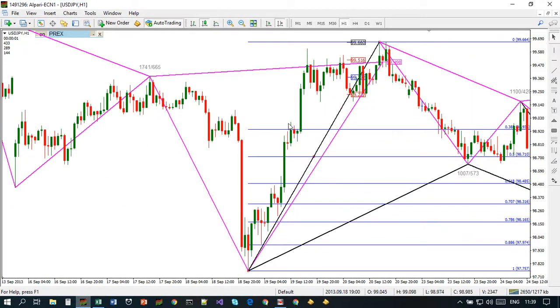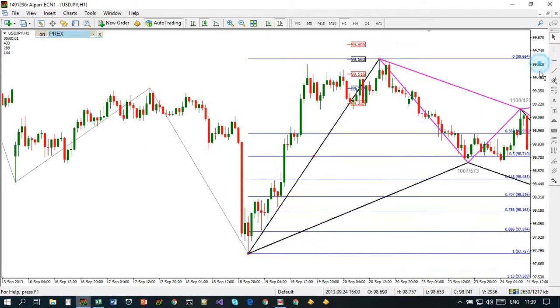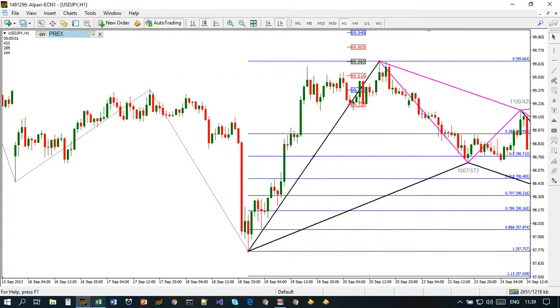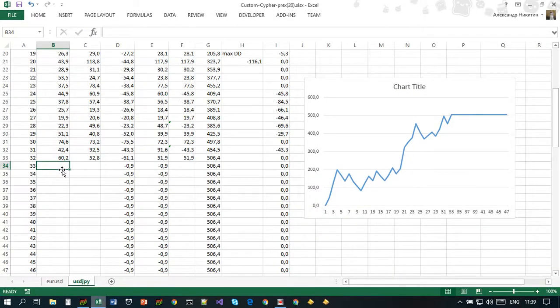Let me zoom it in. This is our entry candle, the red one. So the stop loss was 29.3 and take profit was 79.9. 29.3, 79.9. And it was a take profit.